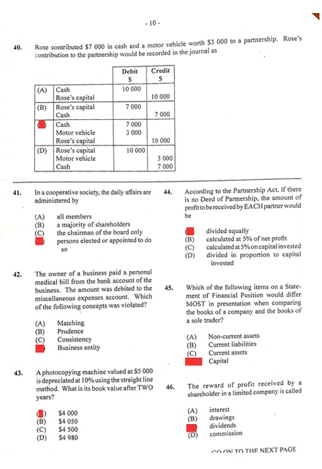Number 44, according to the Partnership Act, if there is no deed of partnership, the amount of the profit received by each partner would be, of course, divided equally. A. 45, which of the following items on the statement of financial position will differ most in presentation when comparing the books of the company and the books of the sole trader? Definitely that's the capital section. The answer is D. 46, the reward of profit received by a shareholder in a limited company is called dividends. The answer is C.